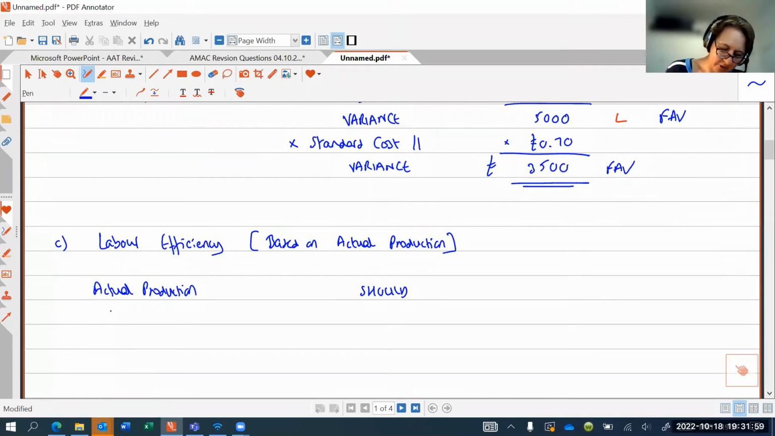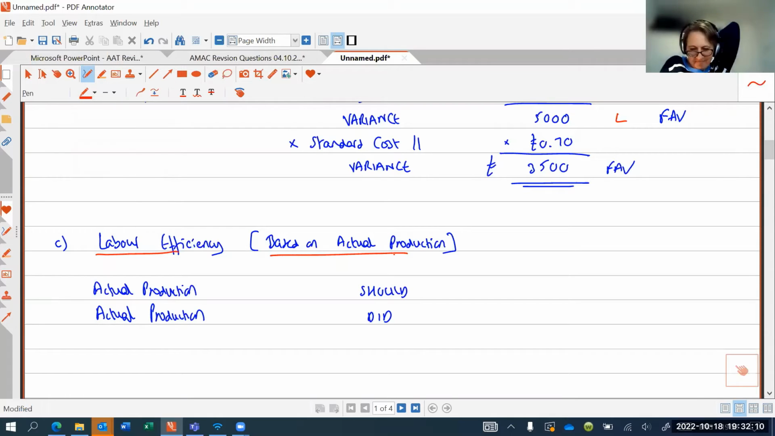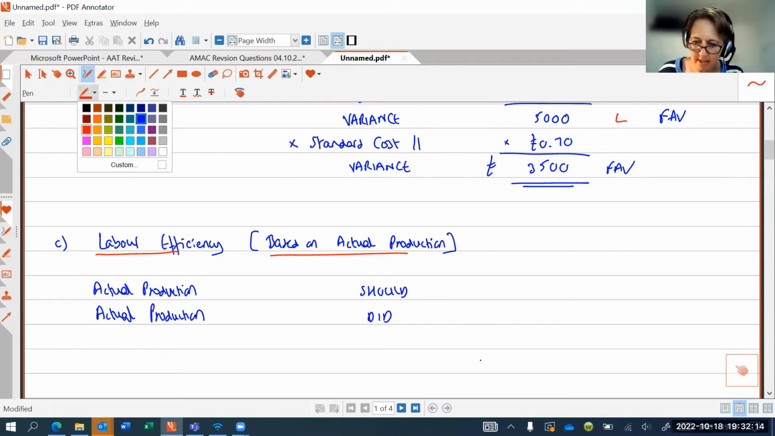And then it will say actual production did, just like the material one did. So I haven't actually done anything different yet. So it's like the material usage. I get that far and I haven't actually changed anything. I could actually keep going, couldn't I, at that point?